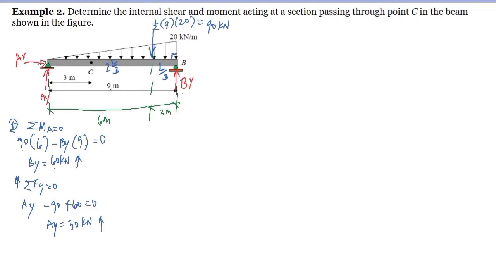Now, we cut it here at point C in order for us to expose the internal loadings. So we have here our beam, and this height here we will call Y. And of course, this is 3 meters, given in the problem. Our reaction here at point A, we have AY, which is 30 kilonewton upward. And summation of forces horizontal, this AX is equal to 0. So there is no reaction there.